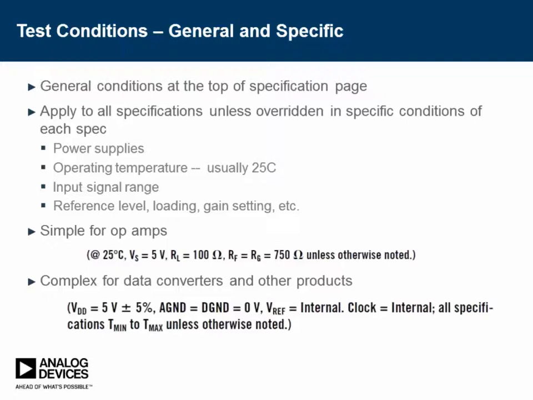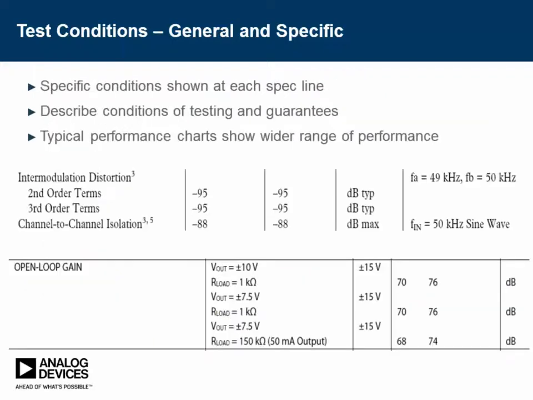So this is fairly simple for op amps in that we've got a power supply, maybe a load resistor, the gain or feedback network. So it's pretty simple. For other products, it can get to be more complex in terms of the speed it's operating at, the clock, and so on. But you want to look at the general conditions to make sure it's how you're going to operate the product.